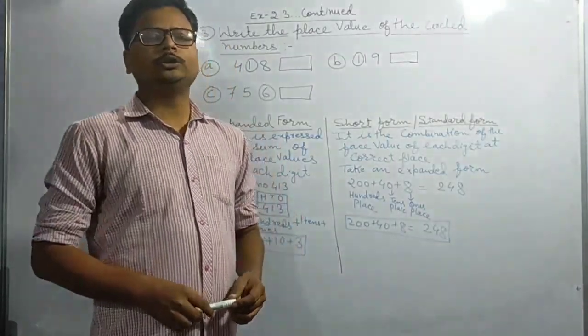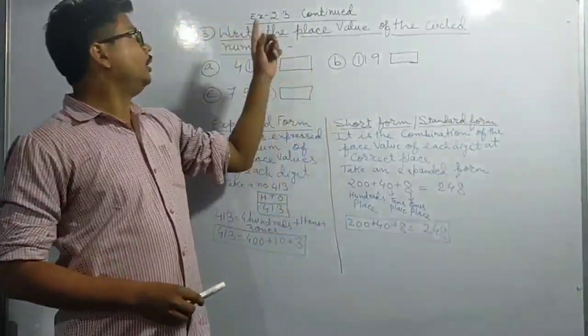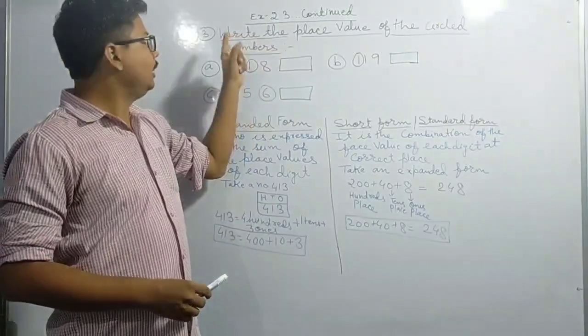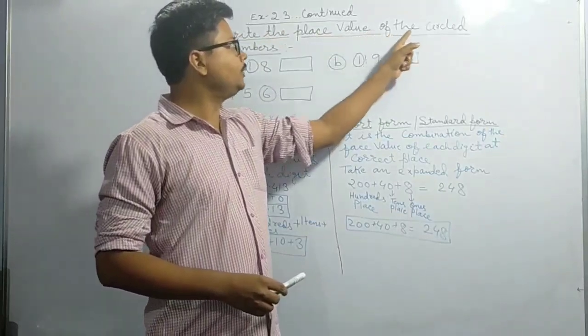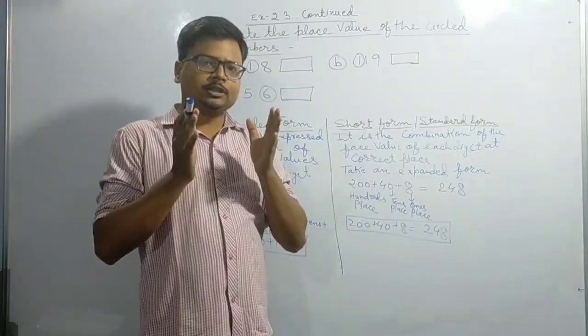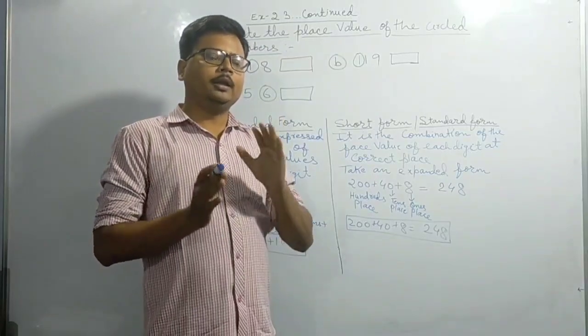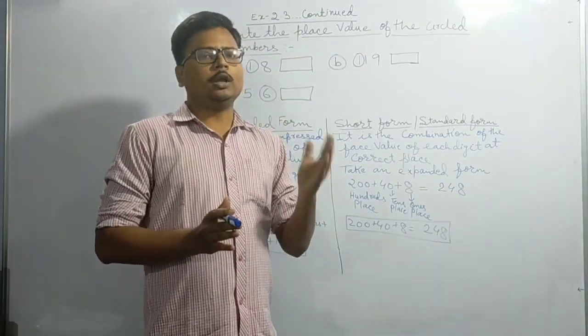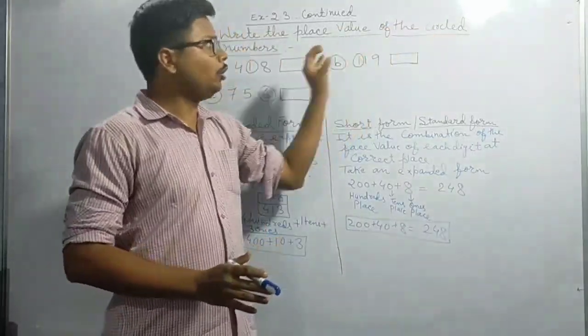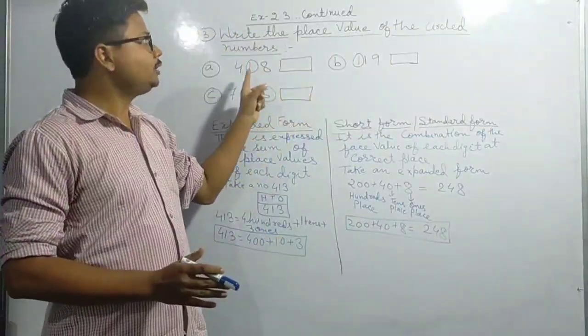Now let us start question number 3. Exercise 2.3. As you can see the question clearly, write the place value of the circled numbers. So I have explained to you what is place value. Now using that rule, you have to write the place value of the circled number. Not all the numbers, the number which is circled.